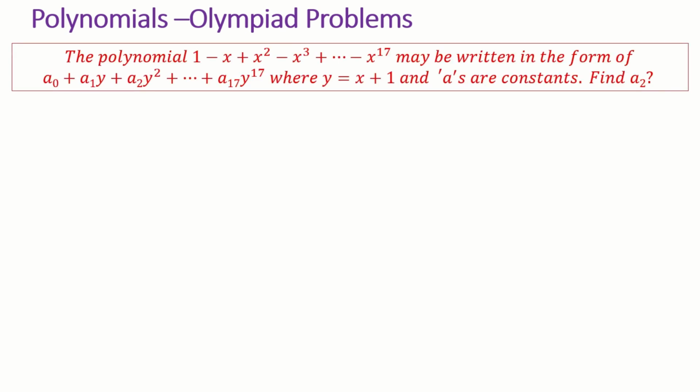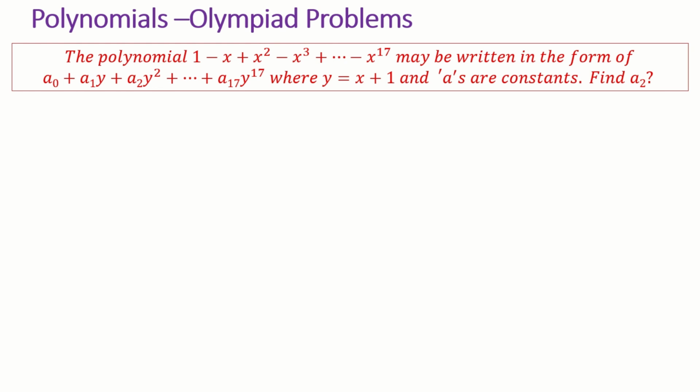A polynomial 1 minus x plus x square minus x cube plus and so on, minus x power 17, may be written in the form a0 plus a1y plus a2y square and so on up to a17 y power 17, where y equal to x plus 1 and the a's are constants. Find a2. We have to find the value of a2. Basically those two expressions are equal, just written in another form.